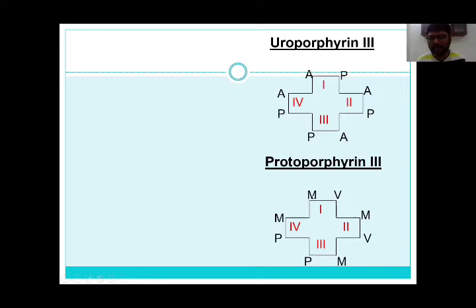But here it is methyl, vinyl, methyl, vinyl, methyl, propionic acid and methyl. Okay, so first what we are doing is we are converting all these acetyl groups, the acetic acids, into methyl groups. So how to do this? Acetic acid is a 2-carbon compound, whereas methyl group is a 1-carbon compound. So how to convert a 2-carbon compound to a 1-carbon compound?